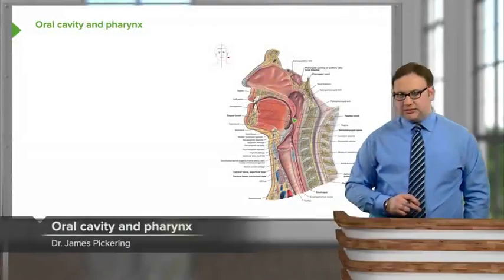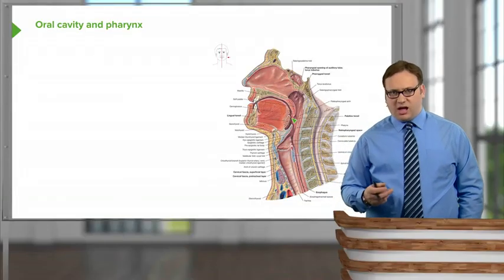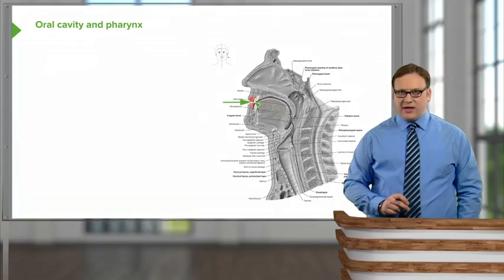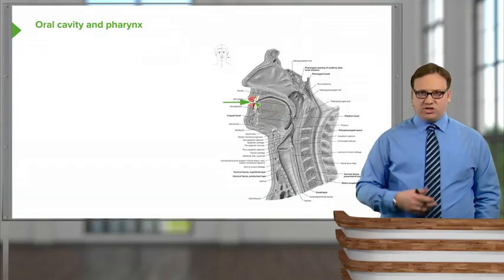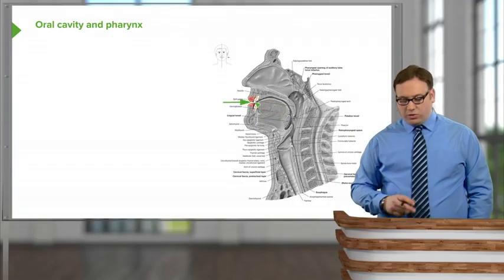Let's start with the oral cavity. I know this is about the esophagus and the stomach, but let's start with the oral cavity. We've got the oral cavity here. We can see the tongue. So food is coming in this direction, where the teeth are going to be chewing, going to be breaking down this food into ever smaller portions.